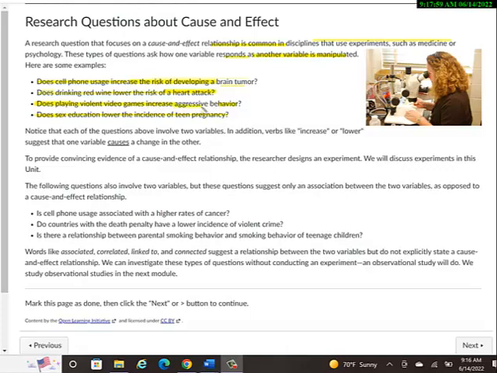So in those ones, the two variables are the amount of time spent playing video games and, I guess, the amount of aggressive behavior. I guess that's kind of hard to measure, but I'm sure statistical studies have figured it out. The last one, does sex education lower the incidence of teen pregnancy? So you'd probably go to a certain city or state or whatever the case may be, measure how many of the schools do sex education as a common practice every year.